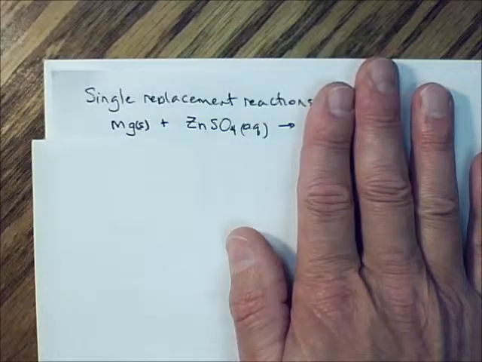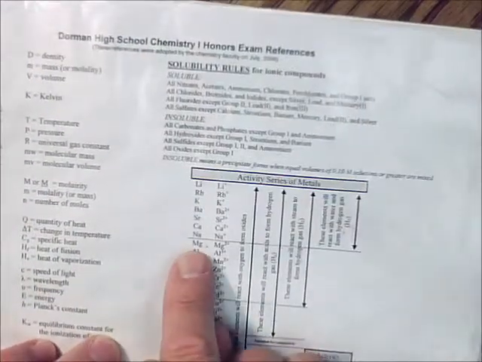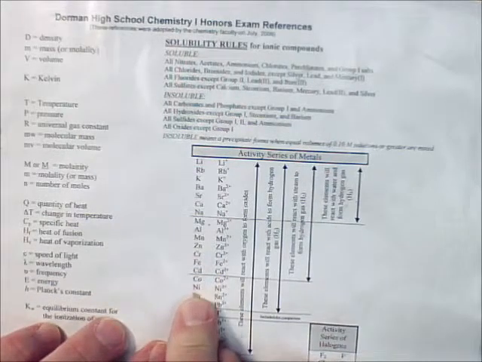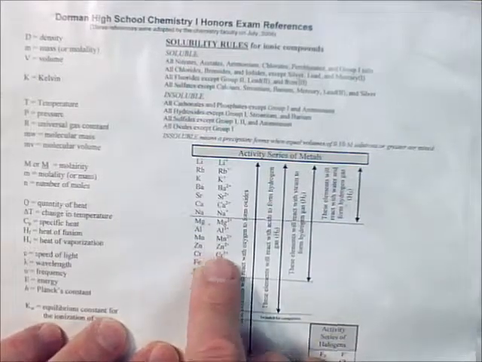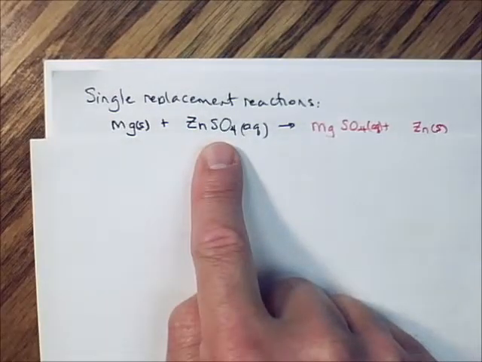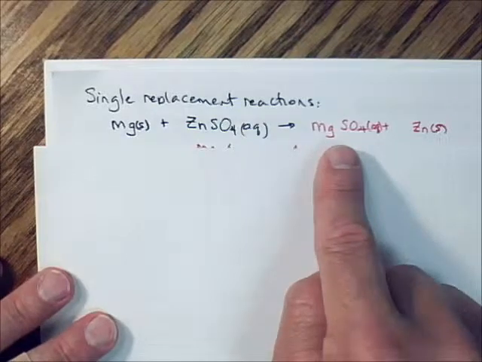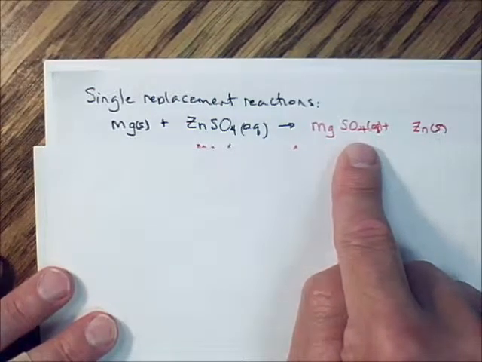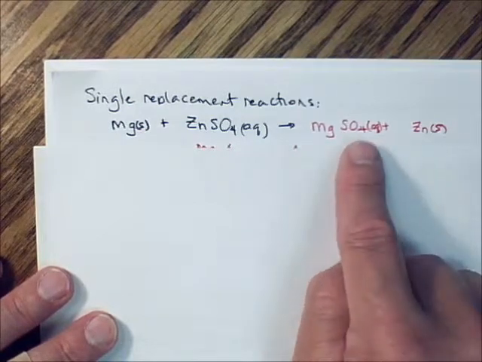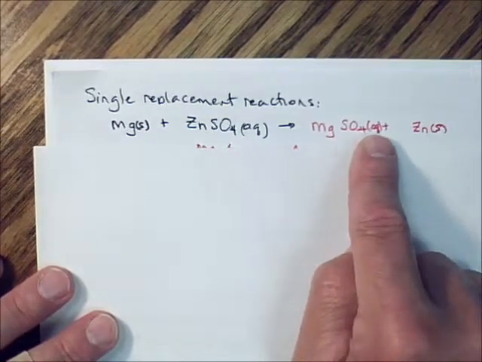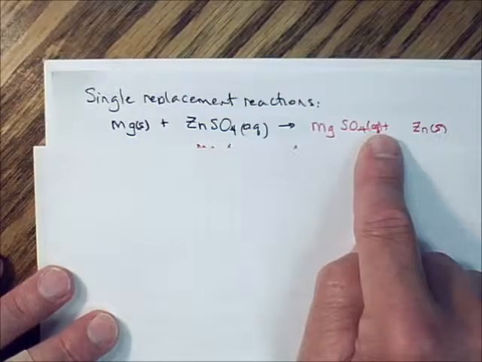Well, in order for that to happen, magnesium has to be higher than zinc, where zinc is right here. So it is higher. Magnesium is more active then, and it should replace zinc in zinc sulfate. And so we get magnesium and sulfate together. Zinc then gets kicked out by itself. Zinc, being a metal, is a solid. To figure out if magnesium sulfate is aqueous or not, we use the solubility rules.